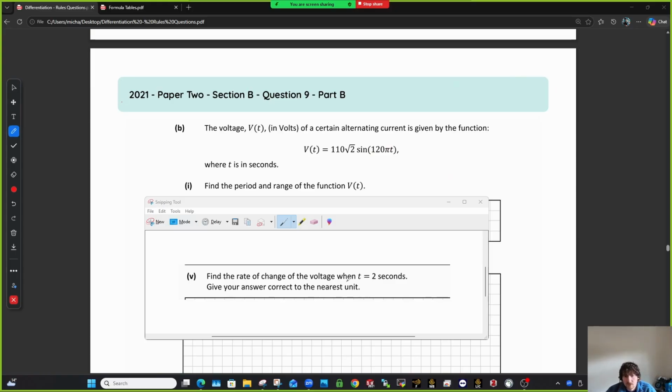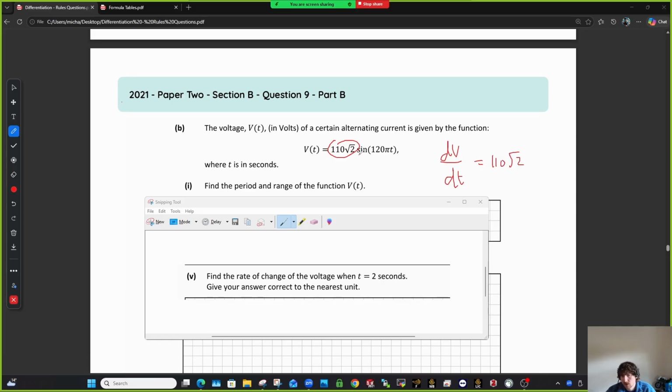Find the rate of change of voltage. Voltage is the big V here. When t is 2. Give your answer to the nearest unit. Okay. So we just get dV/dt here. dV/dt, right, that's just a number. It's not going to do anything. It's just chilling out the front. It'll be there chilling at the end of the derivative as well.